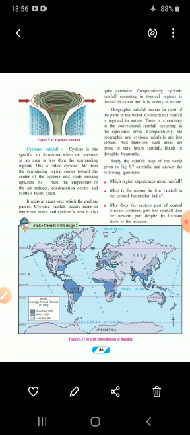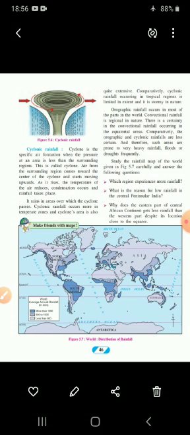Air from the surrounding region comes towards the center of the cyclone and starts moving upward. As it rises, the temperature of the air reduces, condensation occurs and rainfall takes place. It rains in the area over which the cyclone passes.